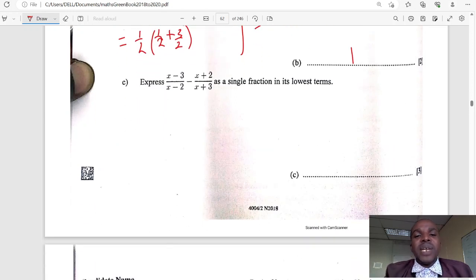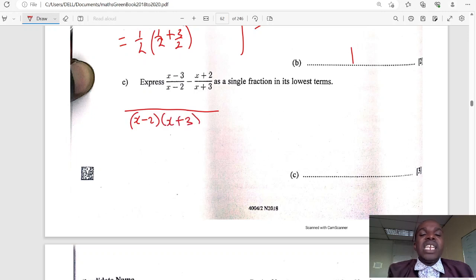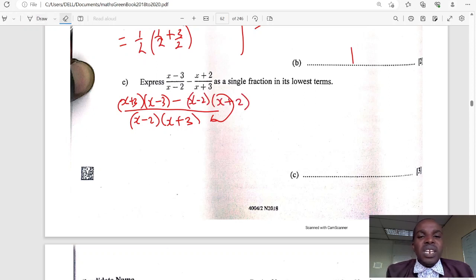Done. Next, express as a single fraction in its lowest terms. So you find the common denominator. It will be over x minus 3, x minus 2, x plus 3. Then x minus 2 into x plus 3 is x plus 3 times x minus 3 in the numerator. Then minus x plus 3 into this item, so it will be x minus 2 multiplying x plus 2, like this.